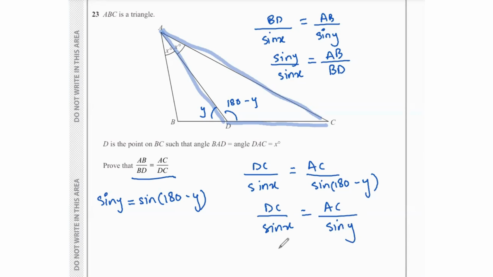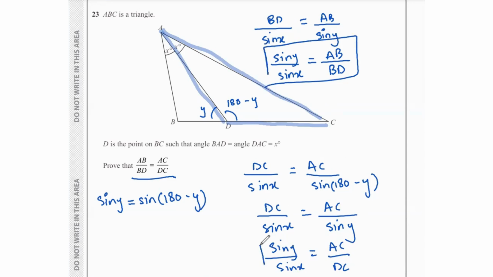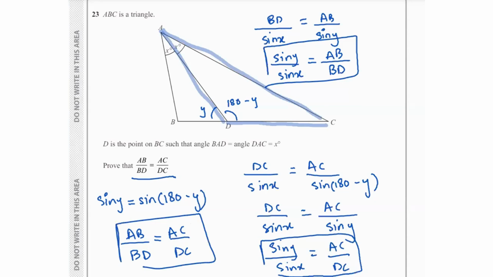So now if we cross multiply, sine of Y over sine of X equals AC over DC. And if you put the sine Y over sine X equal for both the equations, we can see that AB over BD is the same as AC over DC. And that is your answer.